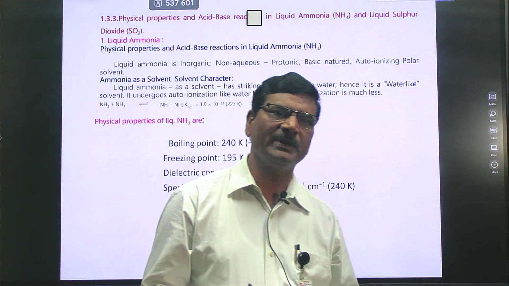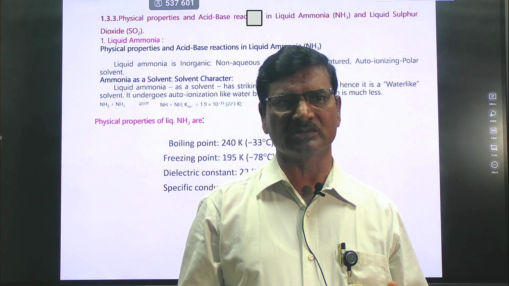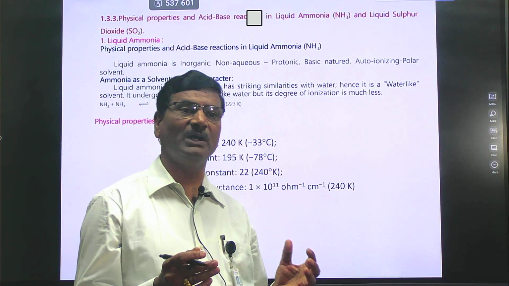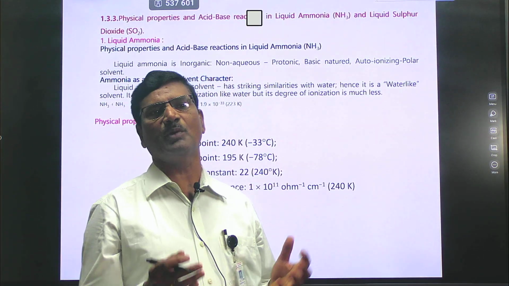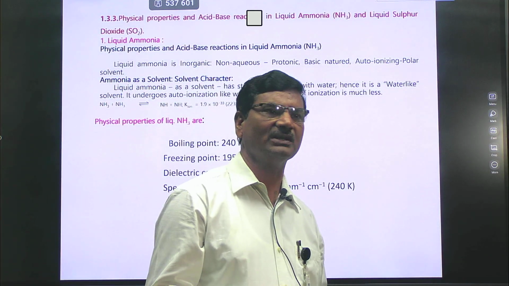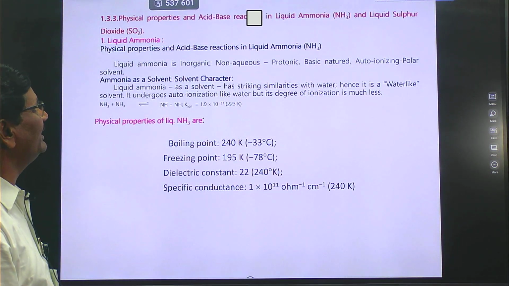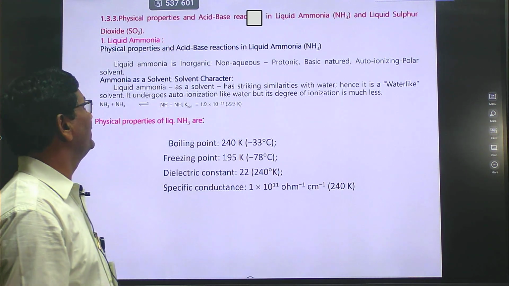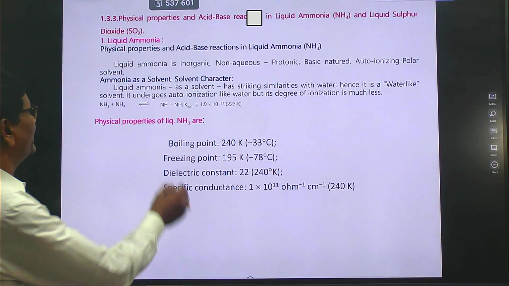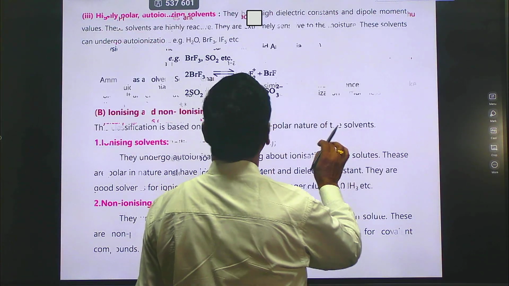Because non-aqueous solvents have typical properties. The boiling point, freezing point, dielectric constant and many other parameters are negative, and we are unable to maintain such temperatures at normal atmospheric pressure. If you observe the physical properties of acids and bases, non-aqueous liquid ammonia and liquid sulfur dioxide, why are they utilized? The first property is that liquid ammonia is an inorganic salt.